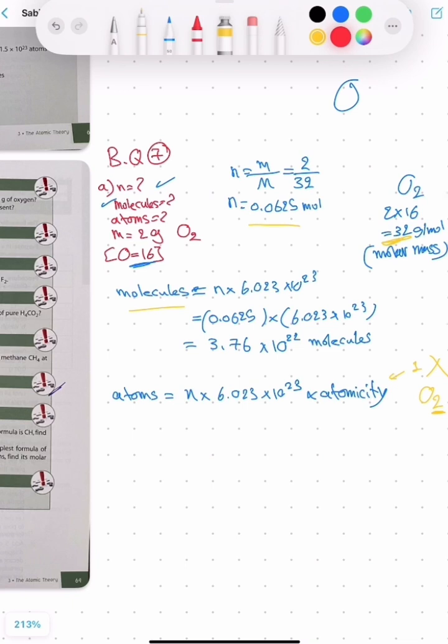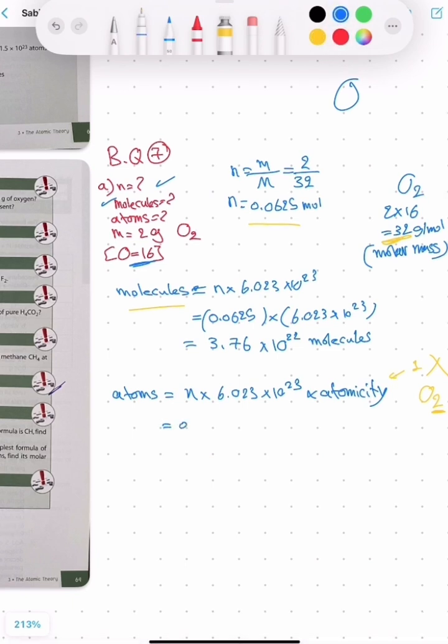So be careful. Number of moles, 0.0625. Again, Avogadro number. And atomicity, it's O2. How many oxygens? 2, so atomicity is 2. Multiply everything, you will get the answer. 7.52 times 10 to the power of 23 atoms. That's for basic question number 7.